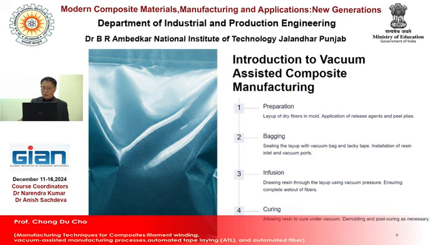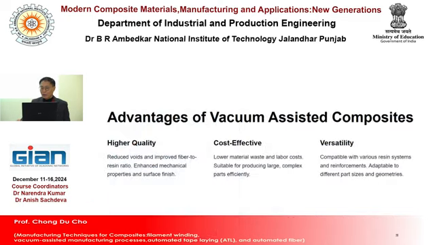Of course, it is suitable for producing large and complex parts efficiently. So it is an advantage over hand layup and RTM, and both advantages can be used in vacuum-assisted composite manufacturing. The versatility: it is compatible with various resin systems and reinforcements, adaptable to different part sizes and geometries, and very fit for those kinds of structures.